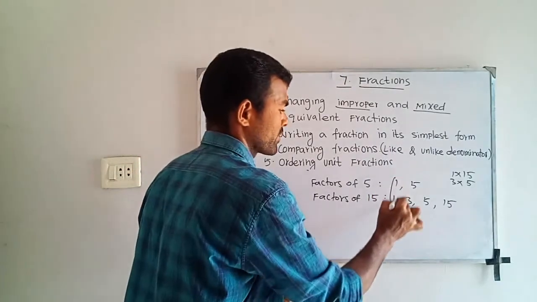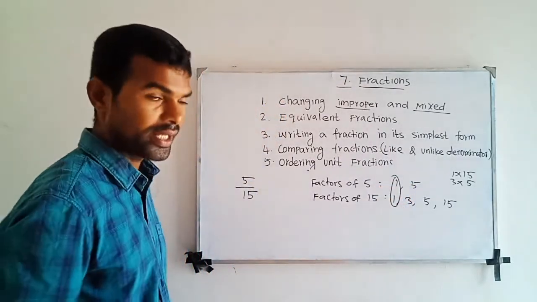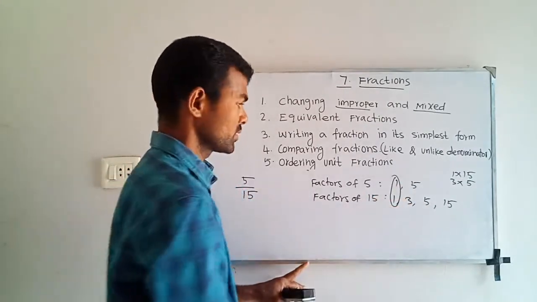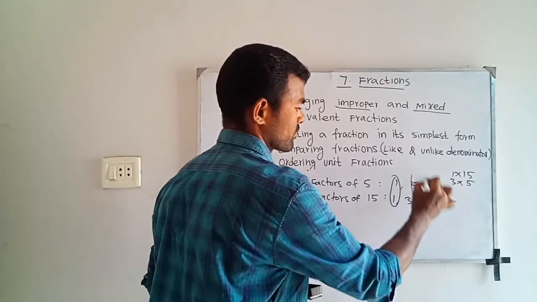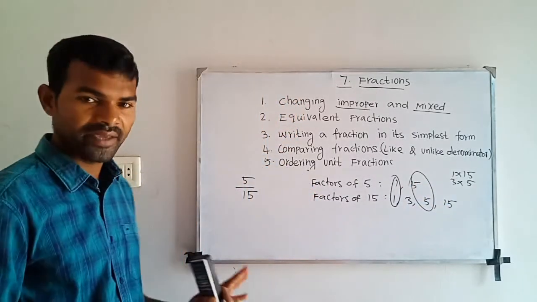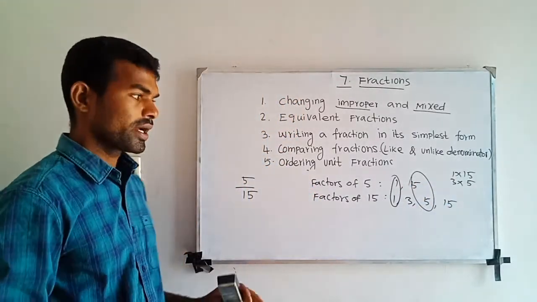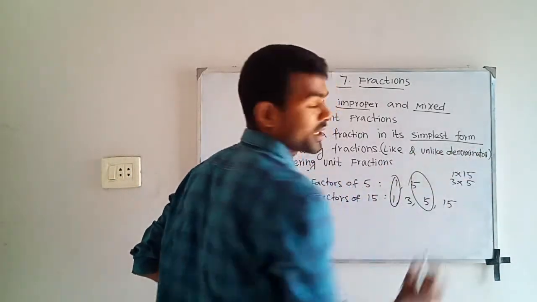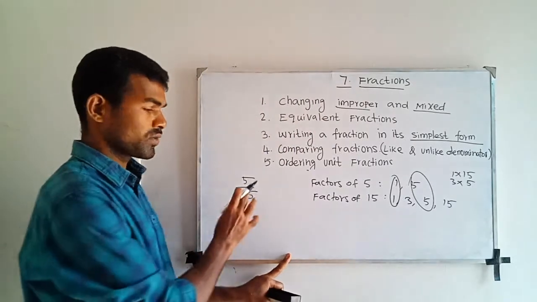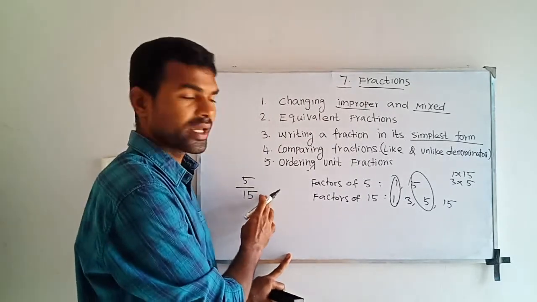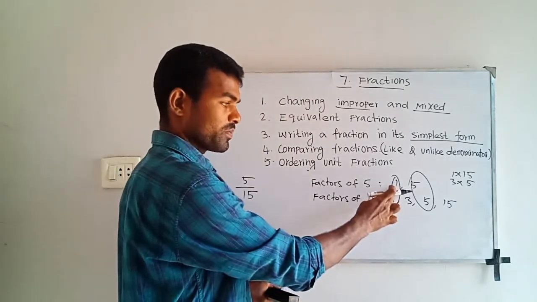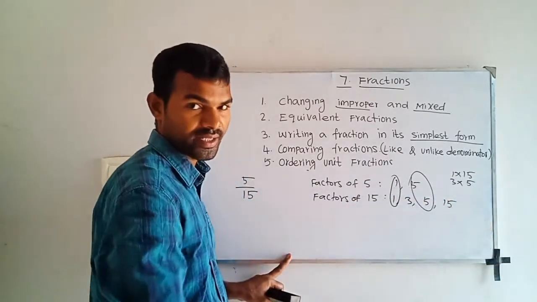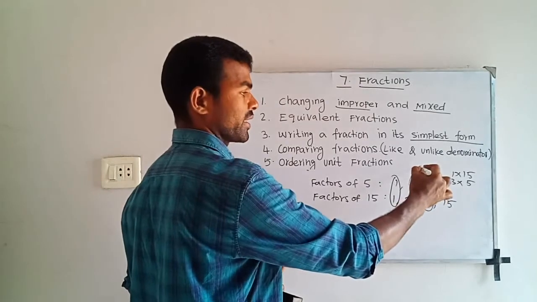You have 1 common here, and again you have one more common factor, 5. So 5 is common here. I am telling you, simplest form means there should not be any common factor except 1. Only 1 should be common. All the other factors you have to cancel.